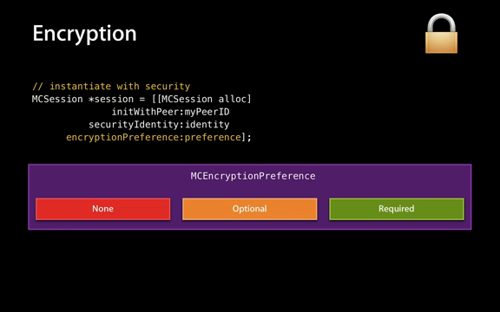The second option will be optional. If you specify optional, that will mean that you are willing to either encrypt or not encrypt data. You're fine with both options. The last option is encryption preference required. So if you specify encryption preference required, that will mean that you will be able to communicate only with those peers who have set that option to required as well or to optional. If a nearby peer set that preference to none, you will not be able to connect to that peer. And that's really all you need to do to set up encryption and make sure that nobody can eavesdrop on your data in the session.